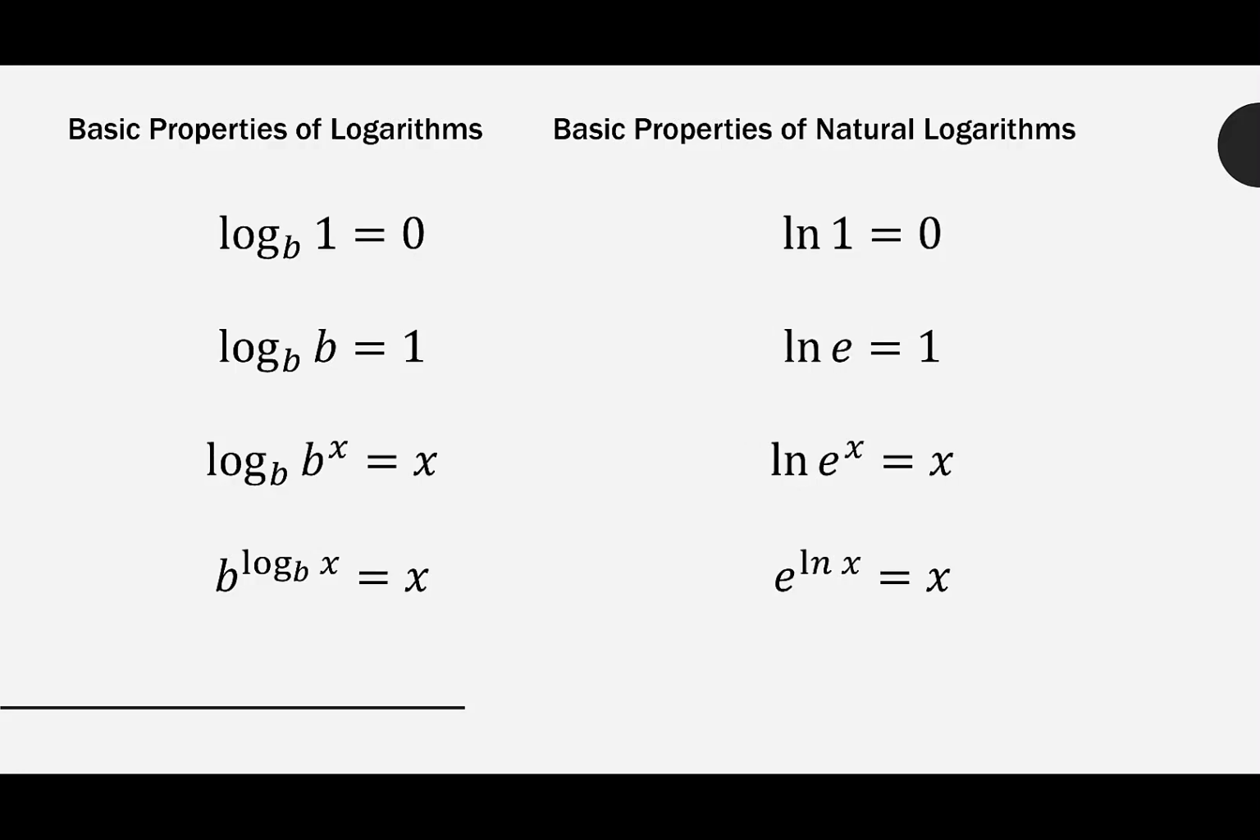But most importantly, let's look at the basic properties of natural logs. These are the ones I use the most, and you will probably see the most as you go to solve logarithmic and exponential equations. So we start with the natural log of 1 is 0, natural log of e is 1. Then the natural log of e to the x is x, and e to the natural log of x is x.